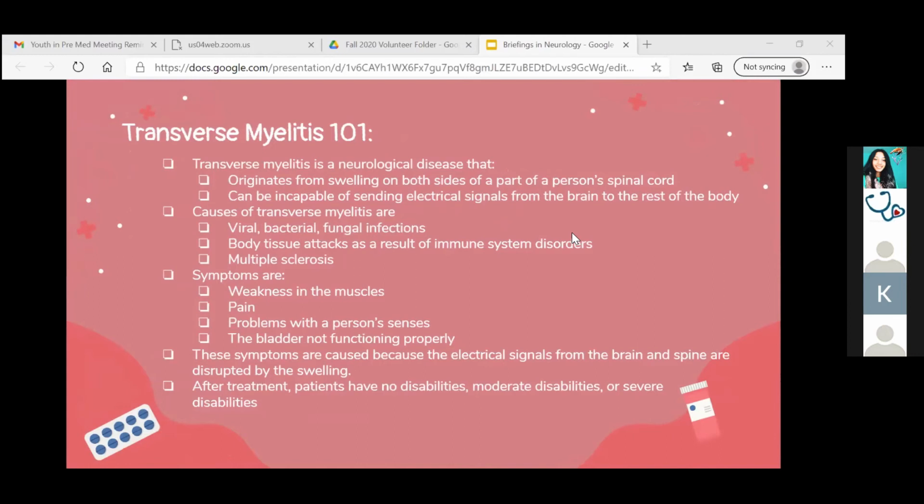Transverse myelitis is a neurological disease that is caused by swelling or infection on both sides of a section of a person's spinal cord. This causes the spine to be incapable of sending electrical signals from the brain to the rest of the body.